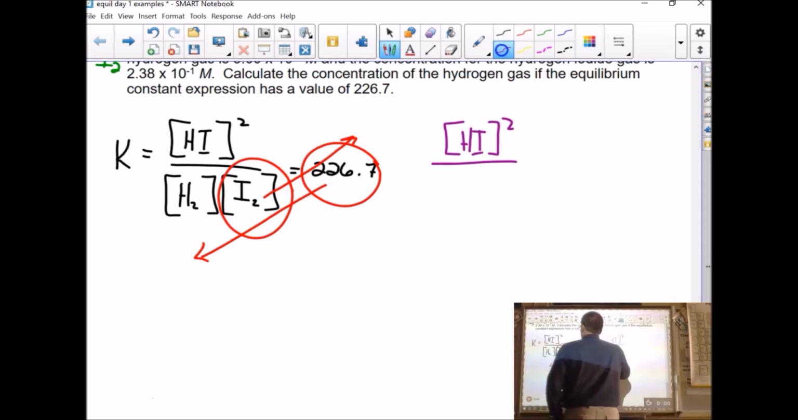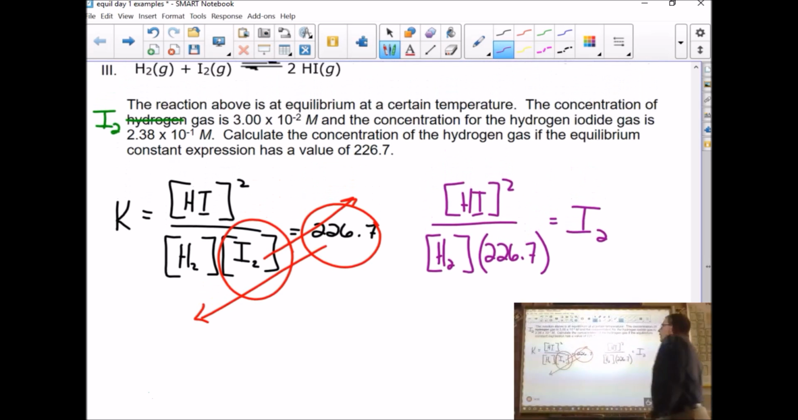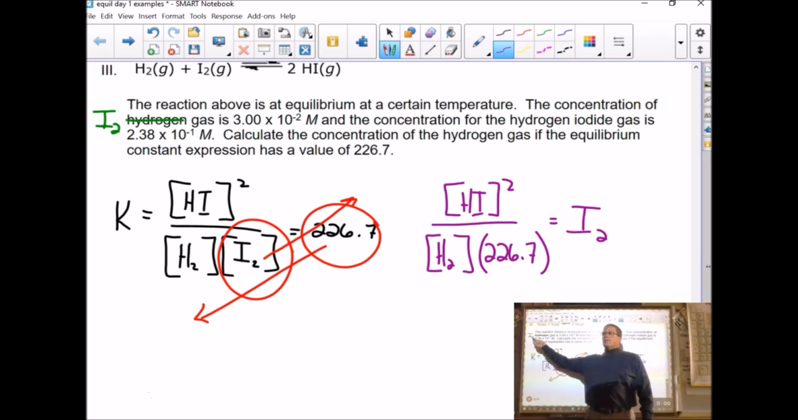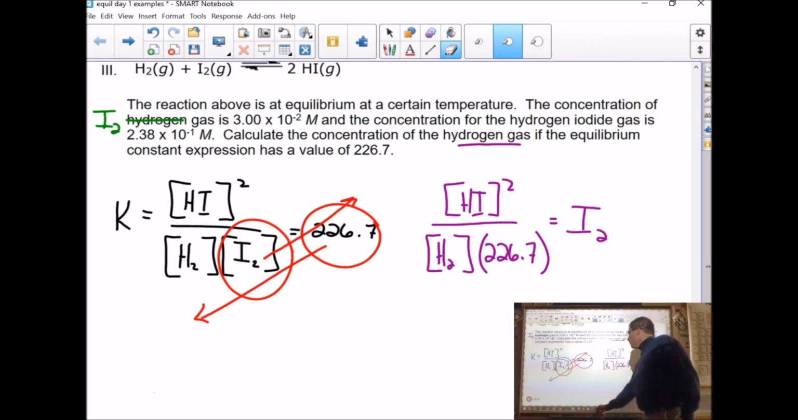And then we'll have our hydrogen and the 226.7. Once we have that, now plug and chug. We're finding iodine. It said find hydrogen. Were you working ahead? Change that to iodine, because I gave you hydrogen. Or no, you're right. I'm sorry, my bad.